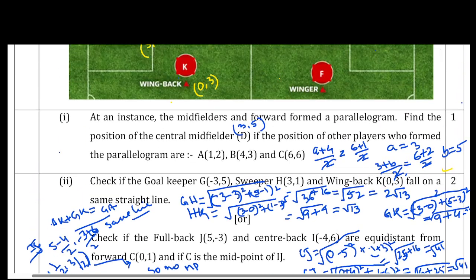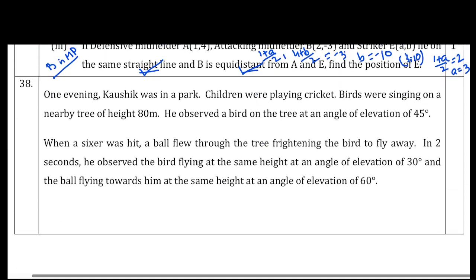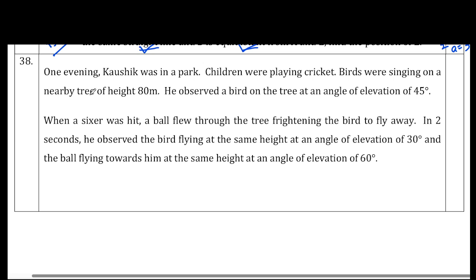Okay, last but not the least, a height and distance question. One evening, Kaushik was in the park. Children are playing cricket. Birds are singing on a nearby tree of 80-meter height. He observed a bird on the tree at an angle of elevation 45 degrees. When a sixer was hit, the ball flew through the tree, frightening the bird, which flew away. In 2 seconds, he observed the bird flying at the same height at an angle of elevation 30 degrees, and the ball flying towards him at the same height at an angle of 60 degrees.